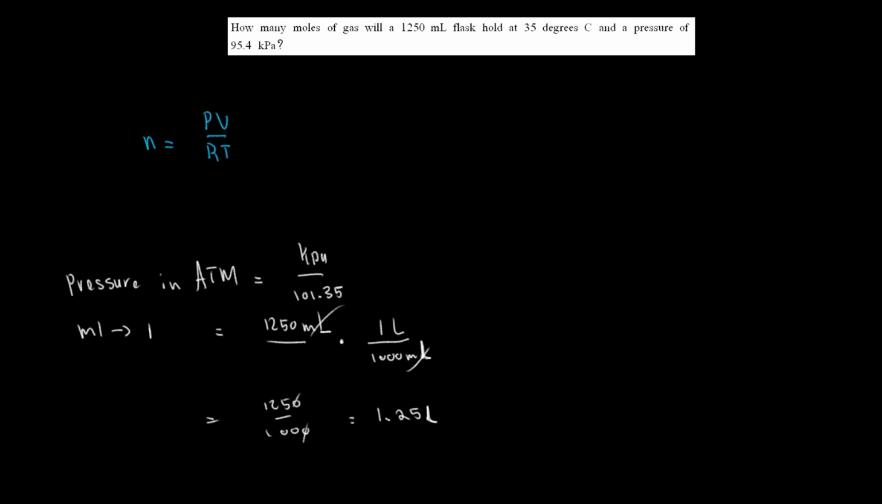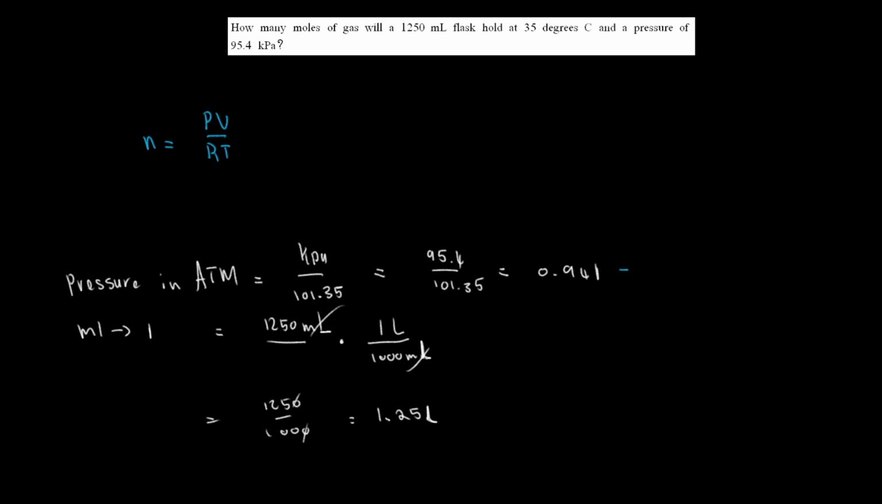And let's quickly do this one actually. So we are given 95.4 kPa. I want to divide that by 101.35. If I do this, let me grab a little calculator quick. 95.4 divided by 101.35. That gives me, okay, I'm going to round this, 0.941.